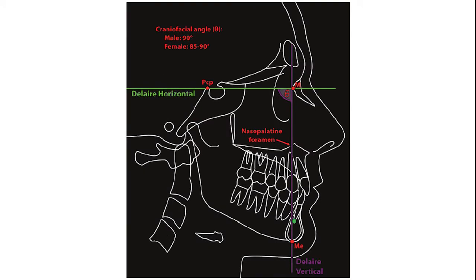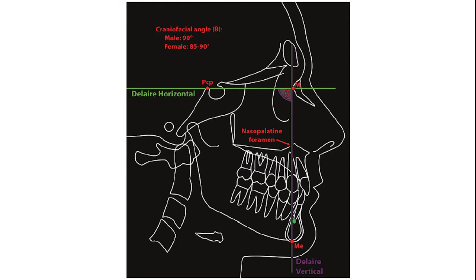The next is the craniofacial balance line and craniofacial angle by Ricketts' colleague, Delaire. The superior cranial baseline, the Delaire horizontal, is constructed by joining nasion with the apex of the posterior clinoid process, PCP. The craniofacial balance line, the Delaire vertical, is a vertical line constructed from just posterior to nasion, perpendicular to the Delaire horizontal line, and determines the sagittal position of the maxilla and mandibular skeletal base.